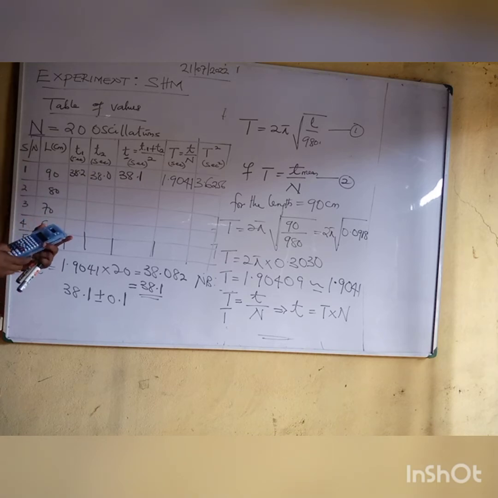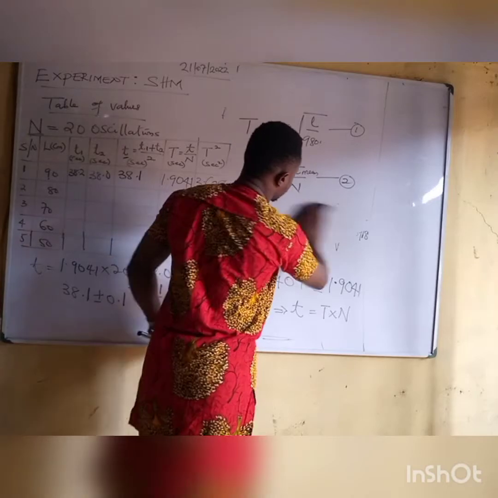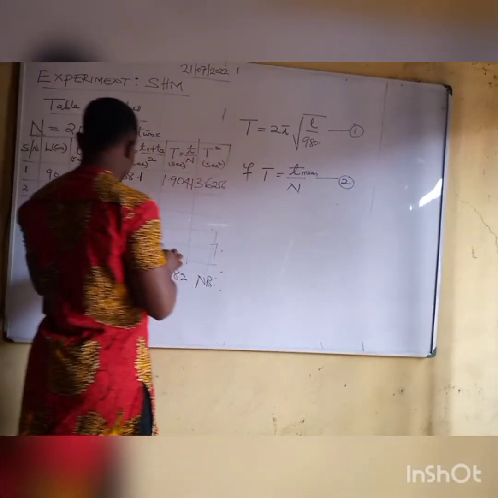So let's check. 38.2 plus 38.0 will give us 76.2. Now if I divide it by 2, I am going to get 38.1 back. You can see this is how we are going to fill up this table. This is when L is 90. Now, what about a case whereby our L, I am going to be a little bit fast here.